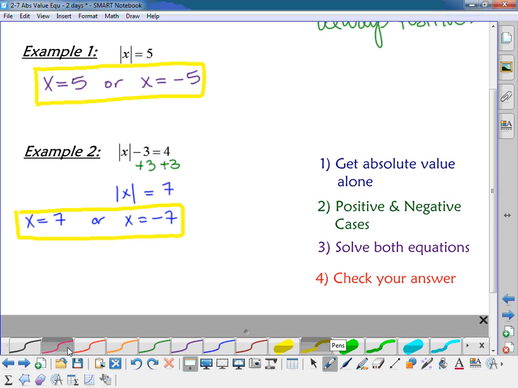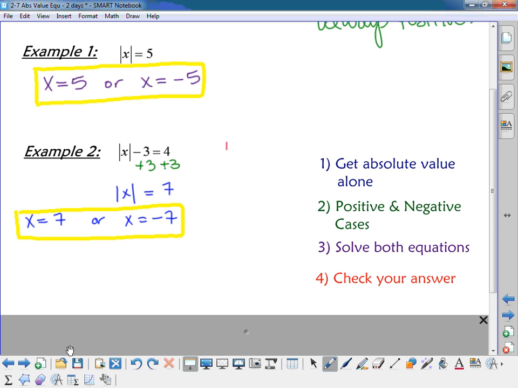And then if I want to check my answer, I can plug it back in. The absolute value of 7 is 7. 7 minus 3 does equal 4. Or if I put in the negative 7, I still end up getting 7 minus 3 equals 4, which is true. So I checked my answer, it works, I know I did it right.